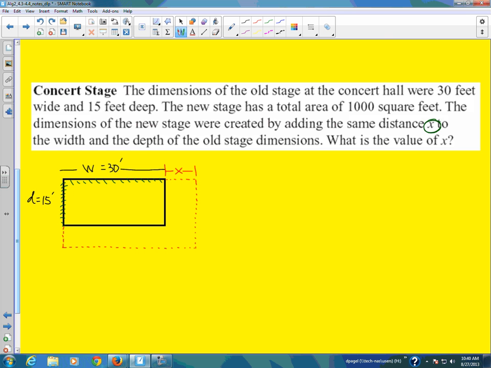We don't know what it is. We're just saying it's an unknown length of x. We had a dimension here for our depth of 15 feet. We added onto it that same dimension of x. Put the stage out further, made it go wider in the right direction.